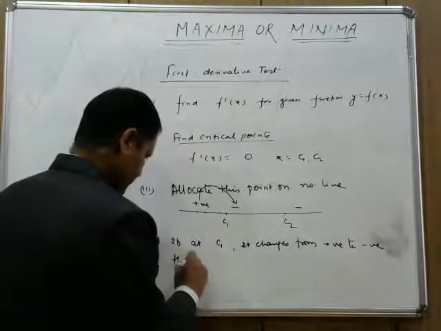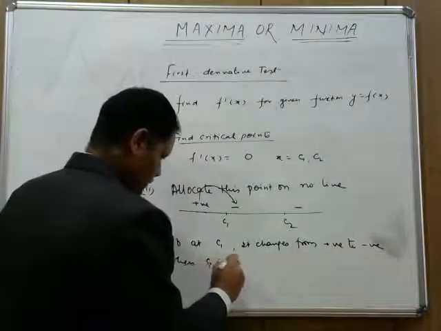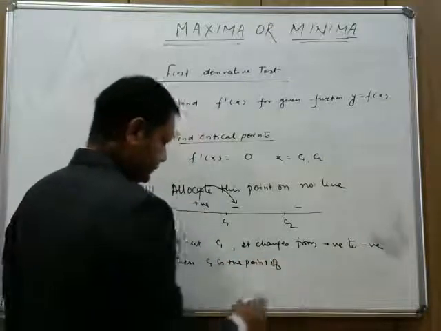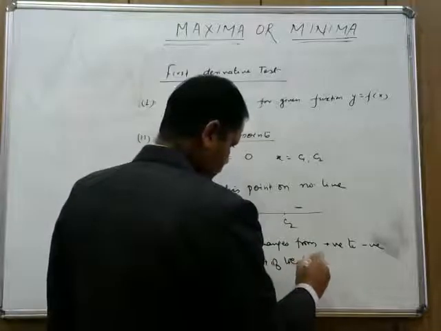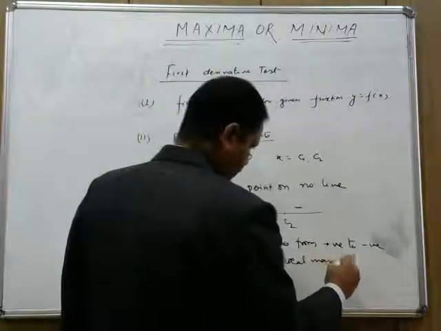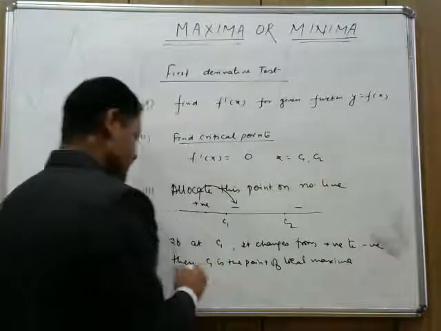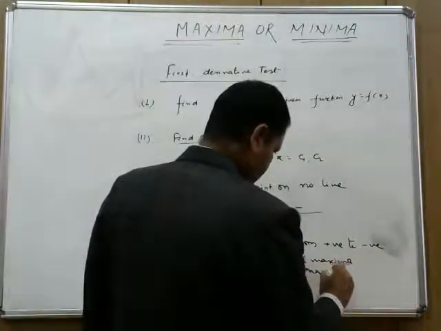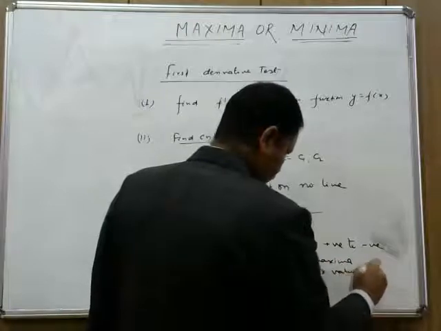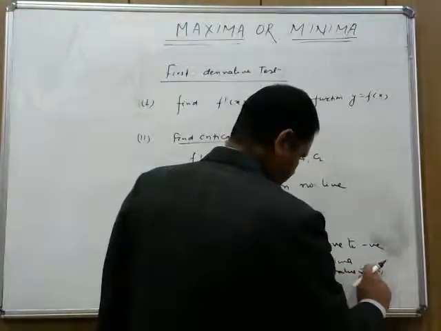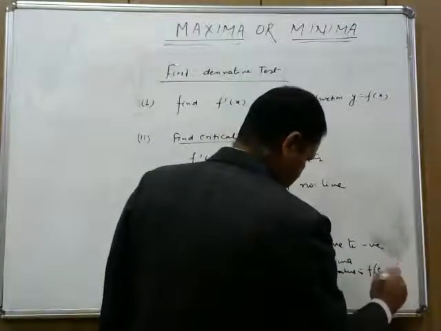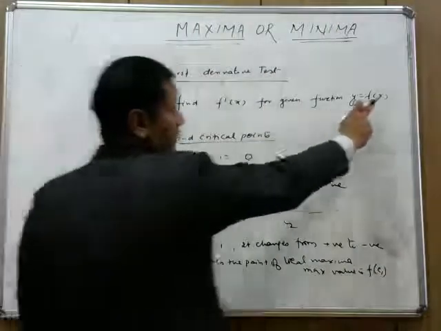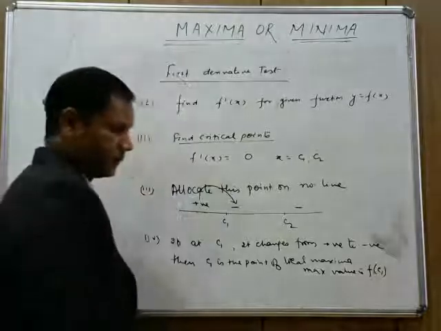then C1 is the point of local maxima and its maximum value is f of C1. That means I have to put this value in the given function y equal to f of x. Right?